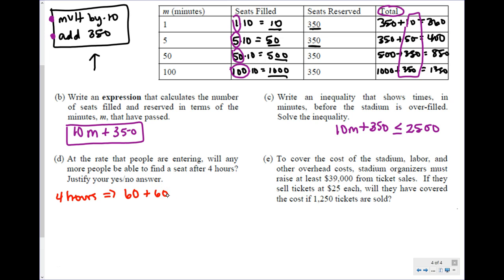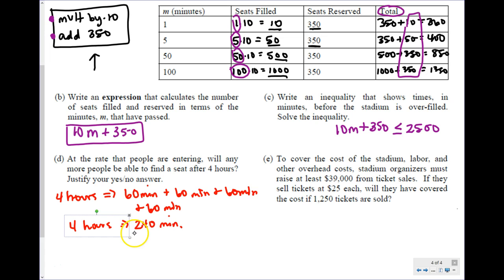In fact, let me do this a little easier. 60 minutes plus 60 minutes plus 60 minutes plus 60 minutes. And that would give me my minutes. I'm converting 4 hours into minutes. So 4 hours is really 240 minutes. So at 240 minutes, are people going to be able to have enough time?